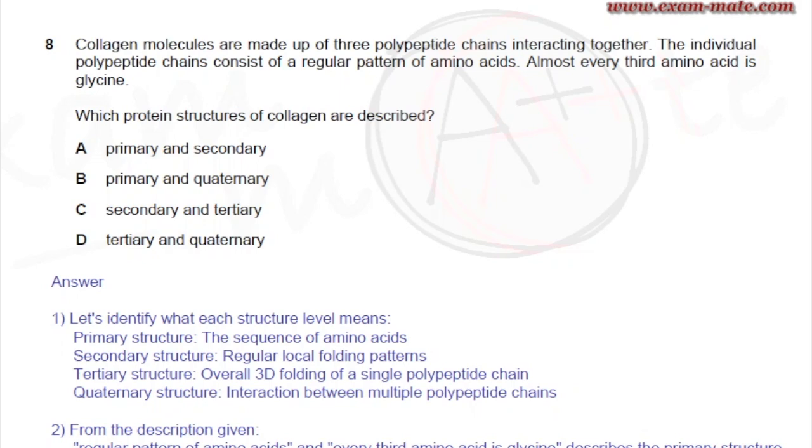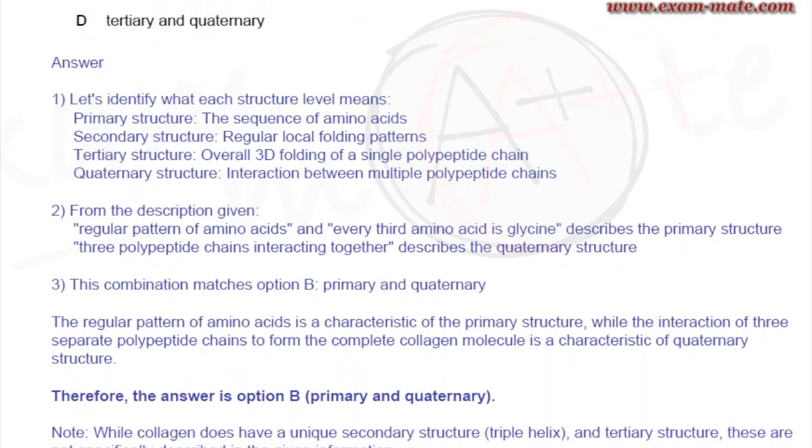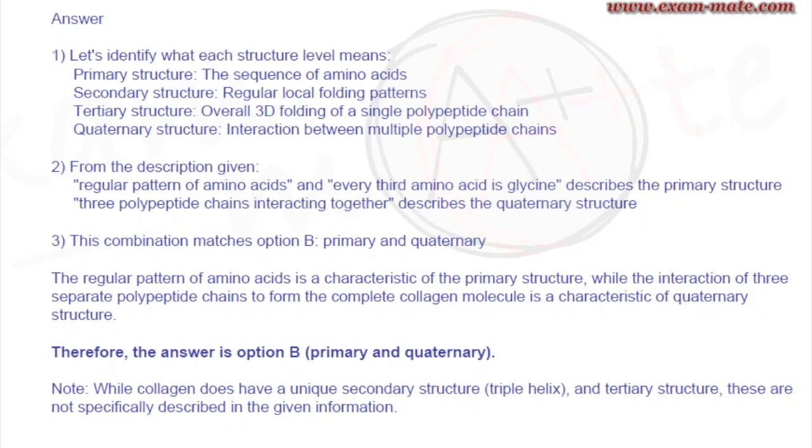1. Let's identify what each structure level means. Primary structure, the sequence of amino acids. Secondary structure, regular local folding patterns. Tertiary structure, overall 3D folding of a single polypeptide chain. Quaternary structure, interaction between multiple polypeptide chains.